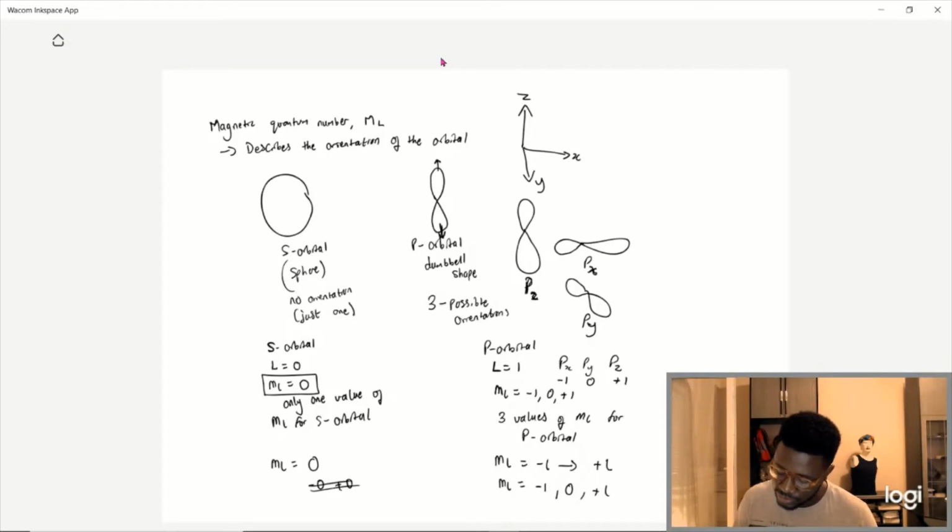How about for something else? Let's say for a d orbital. For our d orbital, L is equal to 2, so our values of ml are minus 2, minus 1, 0, plus 1, and plus 2. So we have 5 values of ml. That means we have 5 orientations of the d orbital.